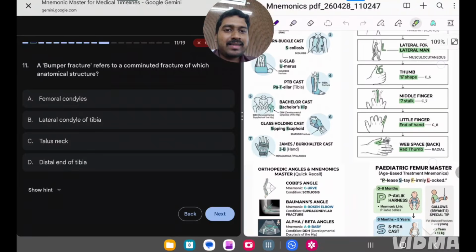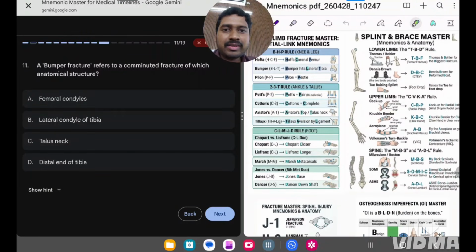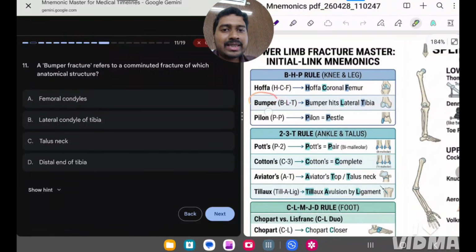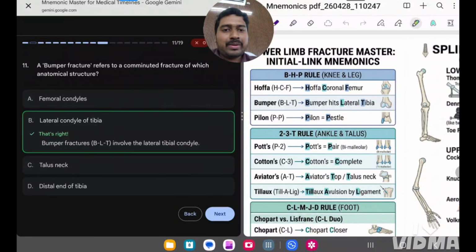Next, bumper fracture. These are basically the named fractures, and do we have a mnemonic for that? Yes, we have a mnemonic. So bumper fracture, bumper hits the lateral tibia. So our answer is lateral tibia. So the answer is lateral epicondyle of tibia.